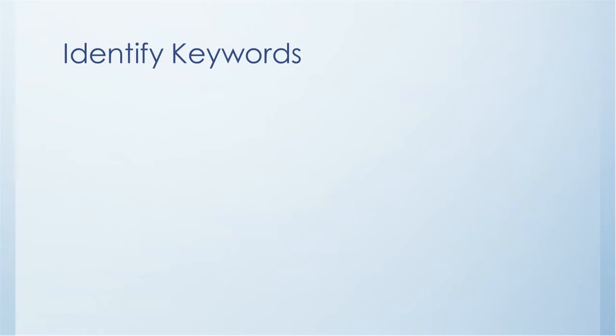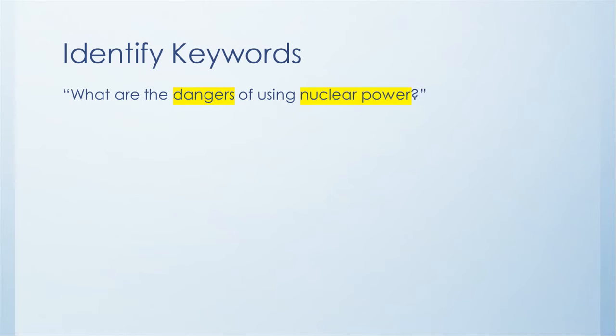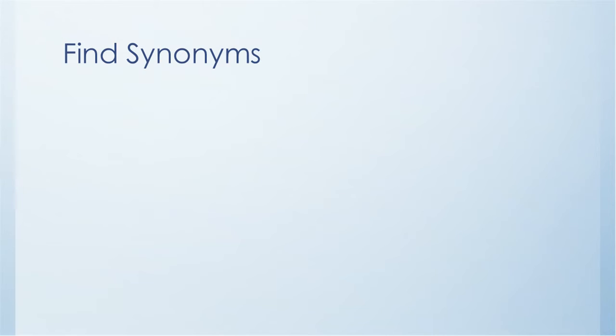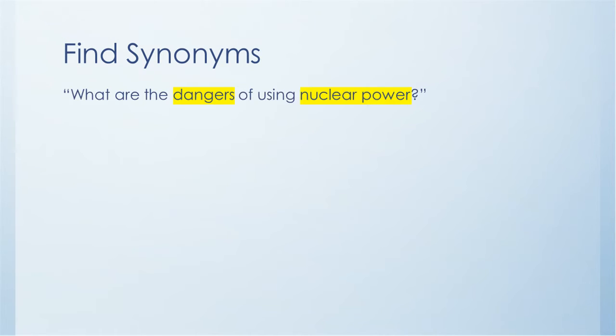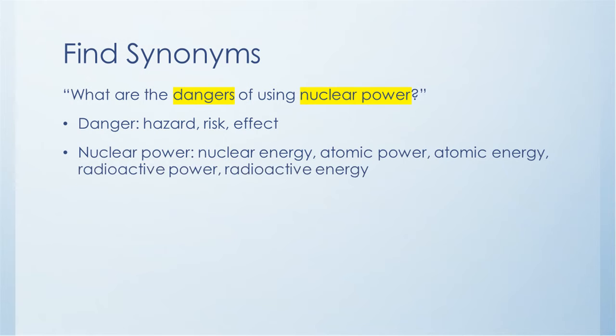Our next step is to identify the key words in our research question. In our question, our keywords could be danger and nuclear power. Next, we want to find the synonyms for those keywords. So the synonyms for danger could be hazard, risk, or effect. And the synonyms for nuclear power are nuclear energy, atomic power, atomic energy, radioactive power, and radioactive energy.